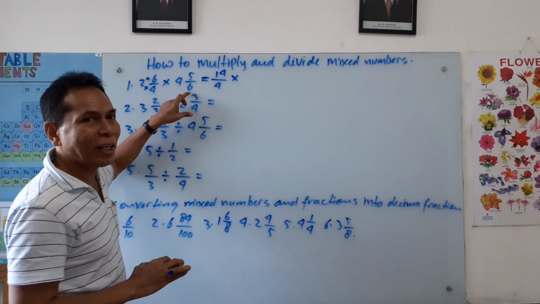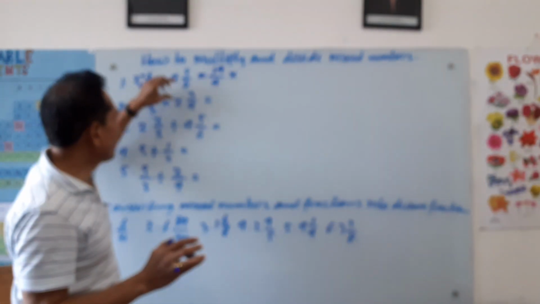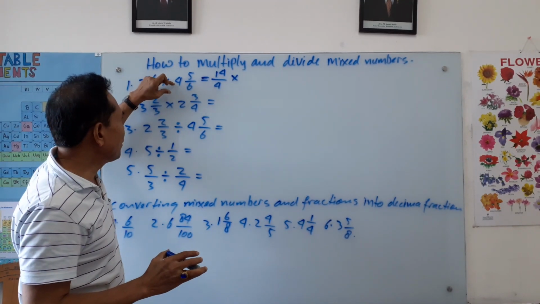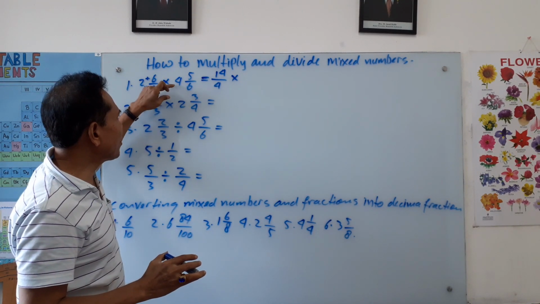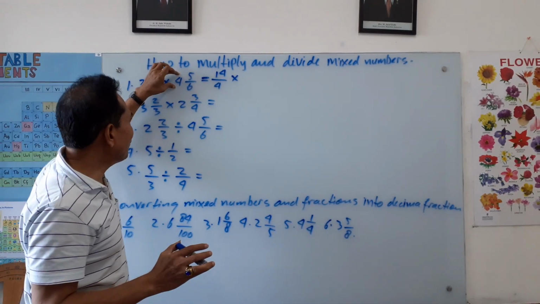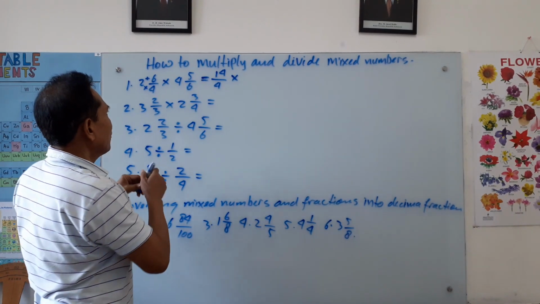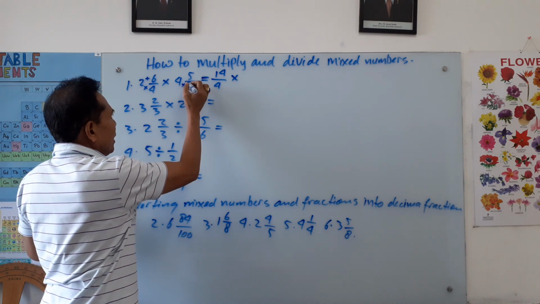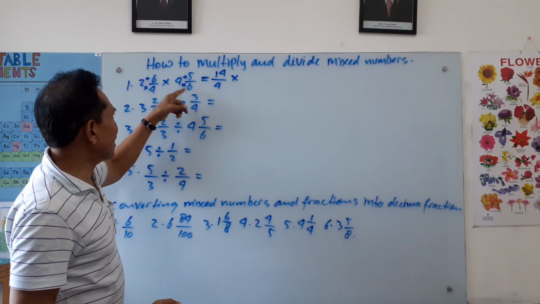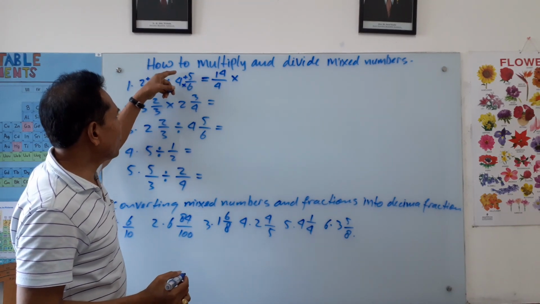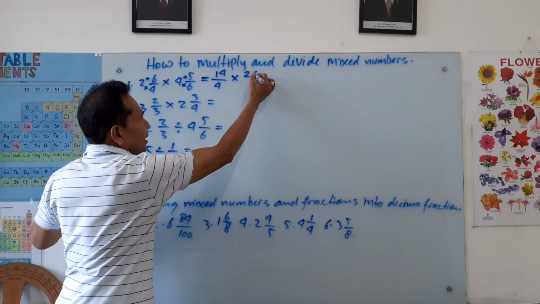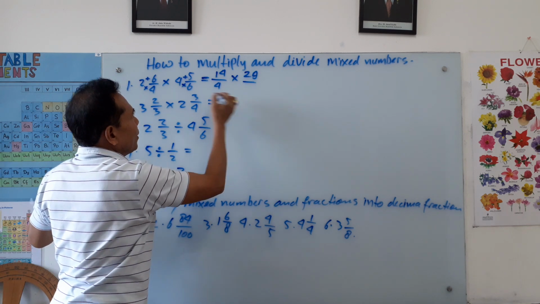So we take this denominator 6, we multiply with the whole number 4. So 6 times 4 is 24. And 24 plus 5, this one is plus. 24 plus 5 is 29. So you have 29/6.